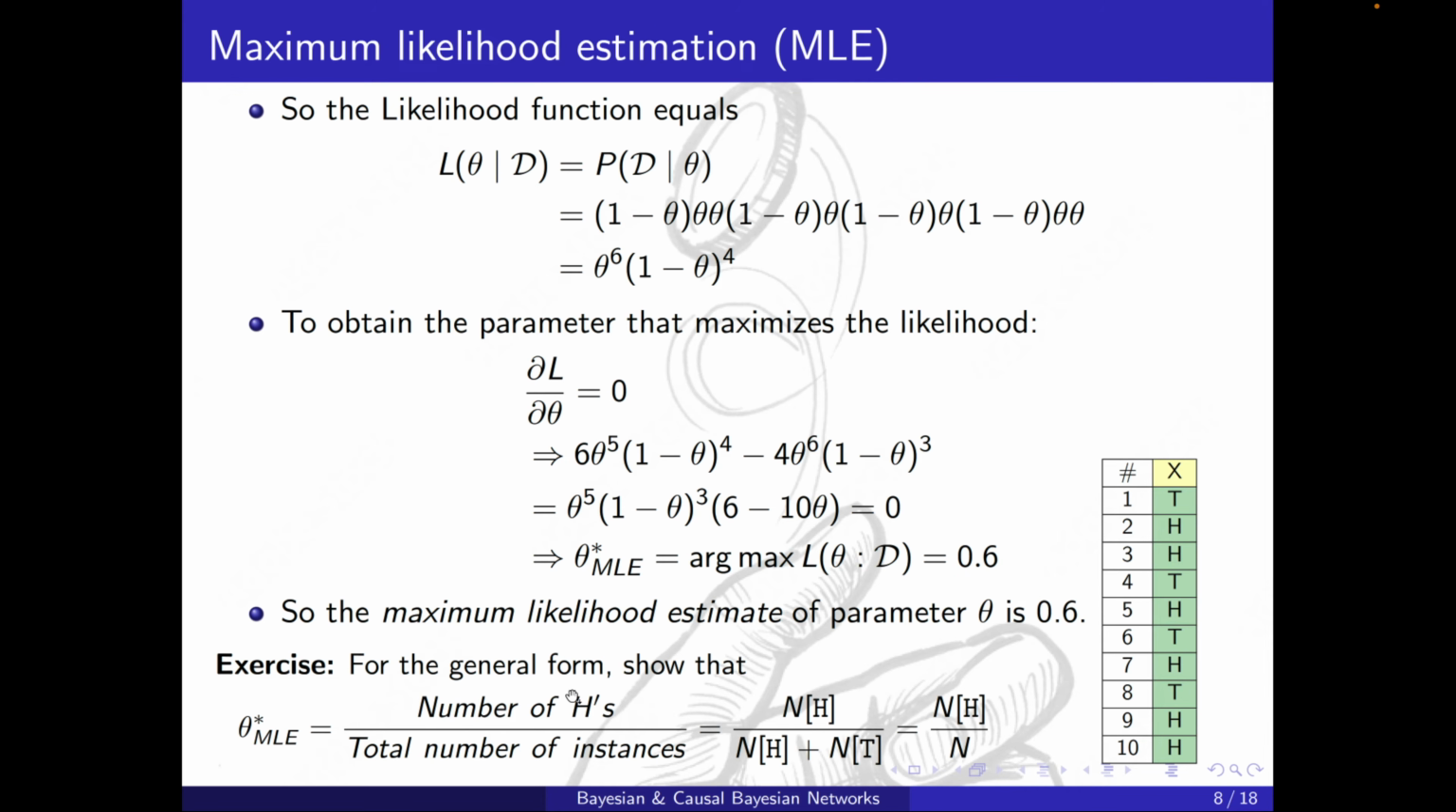And as an exercise, you're asked to show that in the general case, the maximum likelihood estimate simply equals the number of heads divided by the total number of instances, N of H plus N of T, where N is the number of appearances. So let's check if it's true in this case.